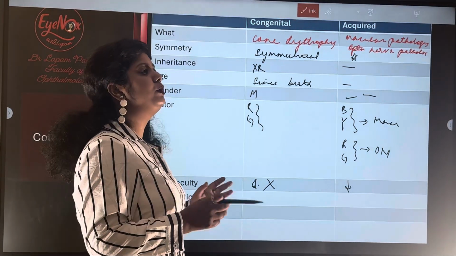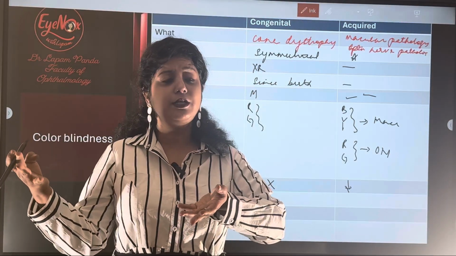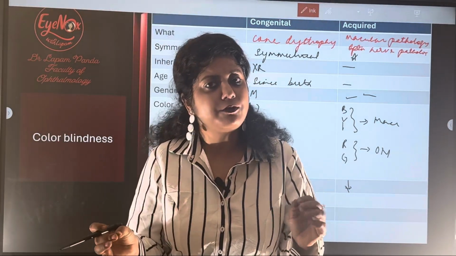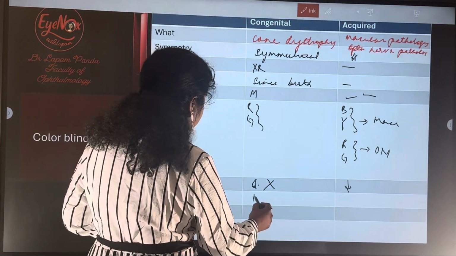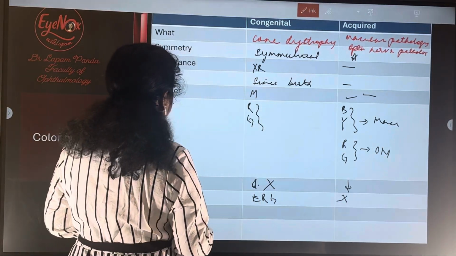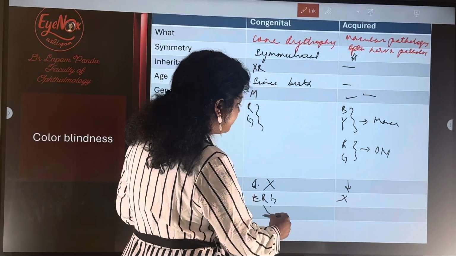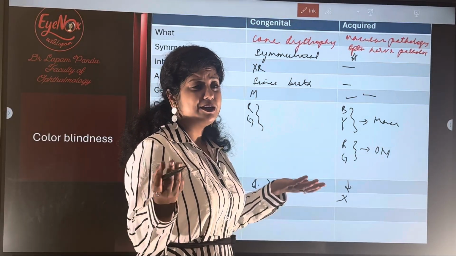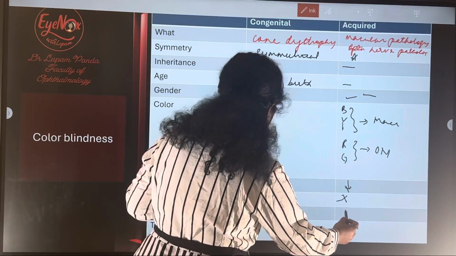Investigation: when we talk about the photoreceptors, you will learn subsequently when you learn about retinal investigation that whenever the photoreceptors are involved, the investigation of choice is ERG. So we do an ERG in case of congenital defect, whereas in case of acquired defect, we don't do anything. Knowledge in congenital defect is not there. It means the person doesn't know that they are colorblind. It is usually detected during a routine examination, whereas in acquired, the knowledge is there.